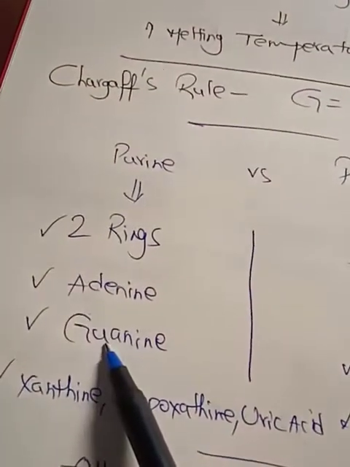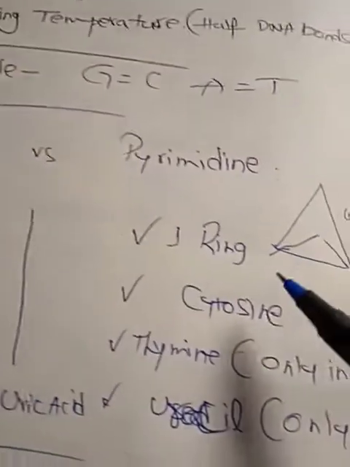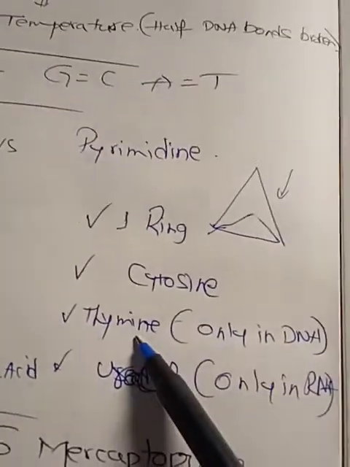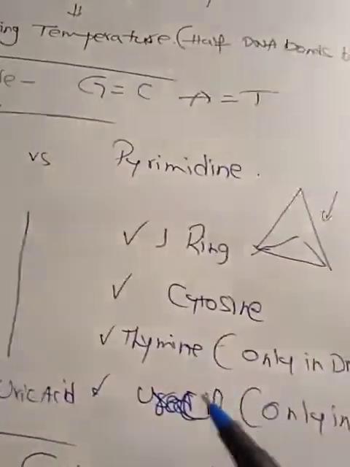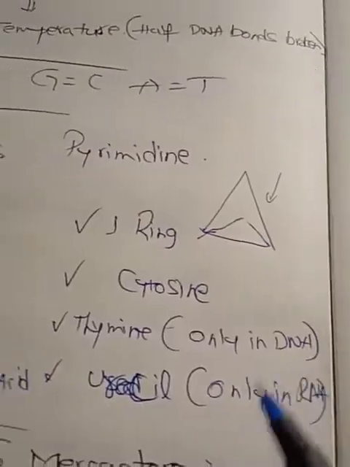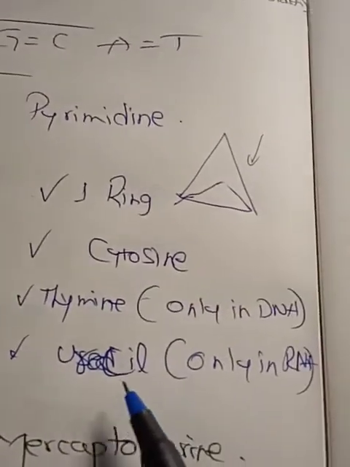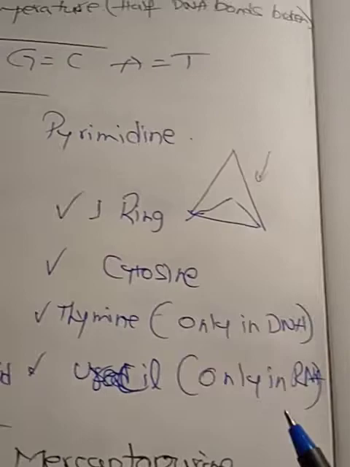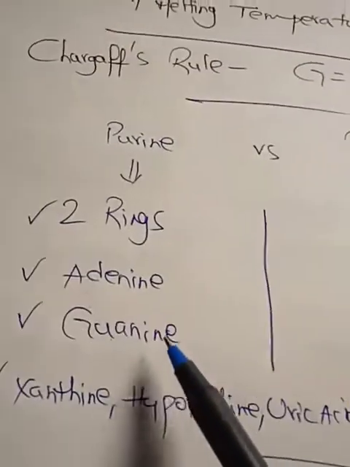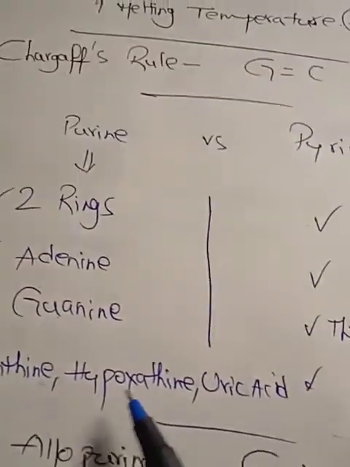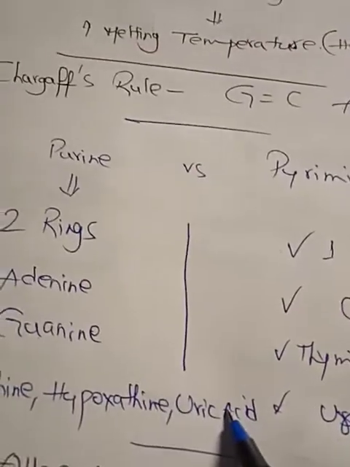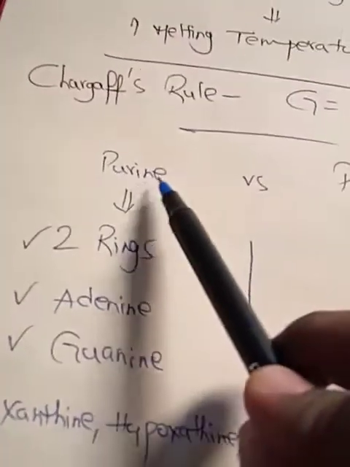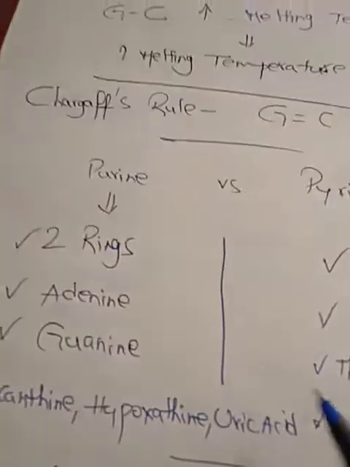Adenine and guanine are purines. Cytosine and thymine are pyrimidines. Thymine is there only in DNA. Uracil is there only in RNA, as all of you know. Then xanthine, hypoxanthine, uric acid, they are all basically purines with 2 rings, is what you should remember.